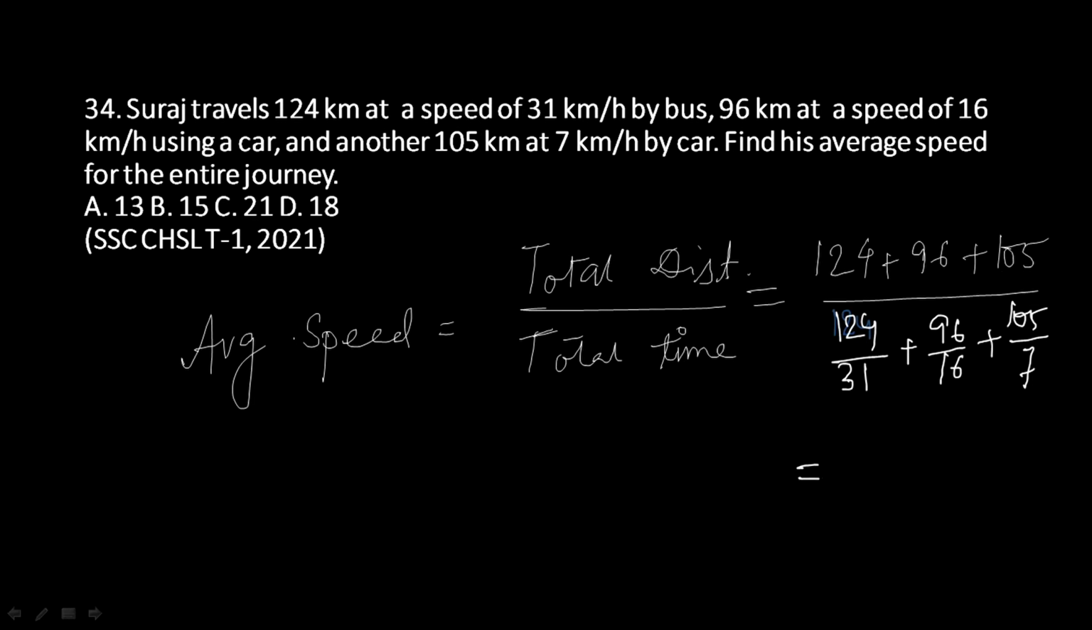Okay, so the total is 325, right? And it is 4 plus 6 plus 15, right? So it will be 25, 325 upon 25. So it will be 13 times. So 13 will be the answer. 34 is 13. It is a simple question. It is an easy one. Moving to the next one.